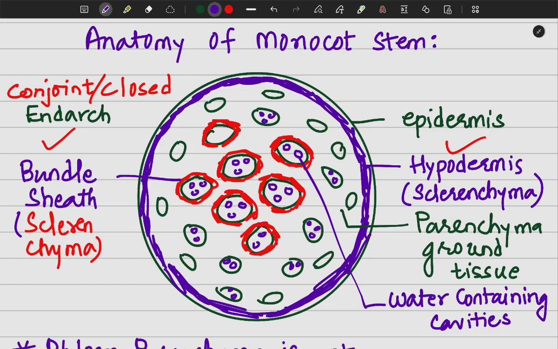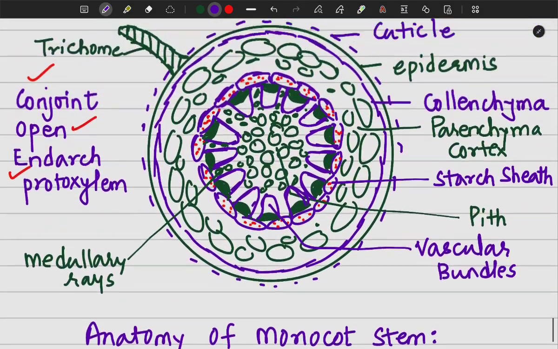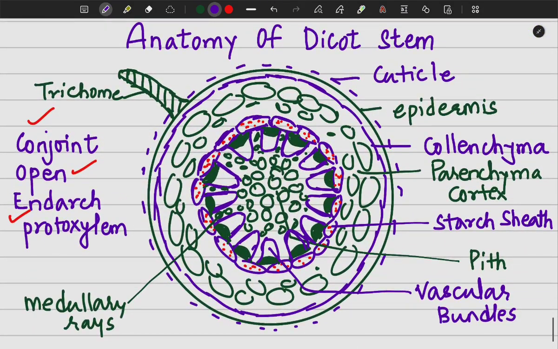Alright, so this was about the monocot stem. Phloem parenchyma will be absent, and we already studied about the anatomy of dicot stem. In case of dicot stem, the characteristic feature is the radial arrangement of vascular bundles, and the vascular bundles are conjoined open, because in case of dicot stem secondary growth will happen. How will that happen? Because of the presence of cambium between the xylem and phloem inside the vascular bundle. That's why open type, and the protoxylem is endarch.